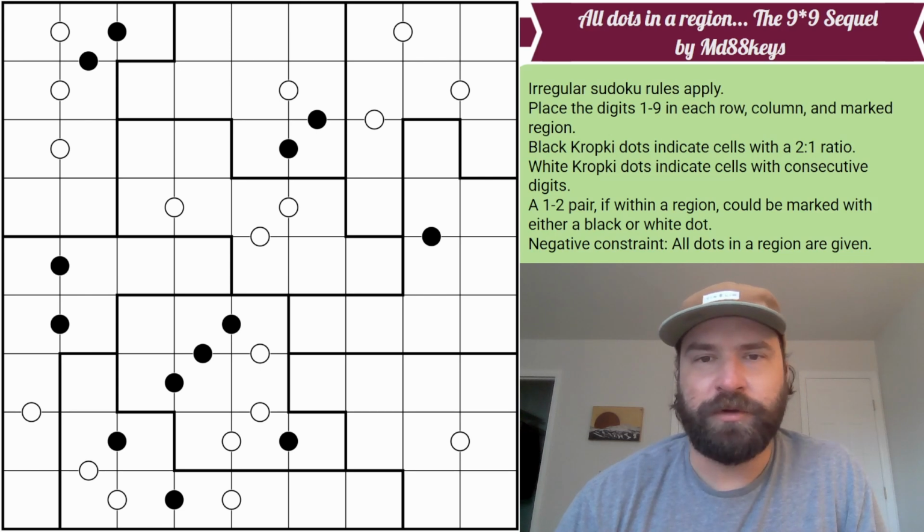All right, let's crush a Sudoku. This one's called All Dots in a Region, the 9 times 9 sequel by MD88 Keys. So regular Sudoku rules apply.